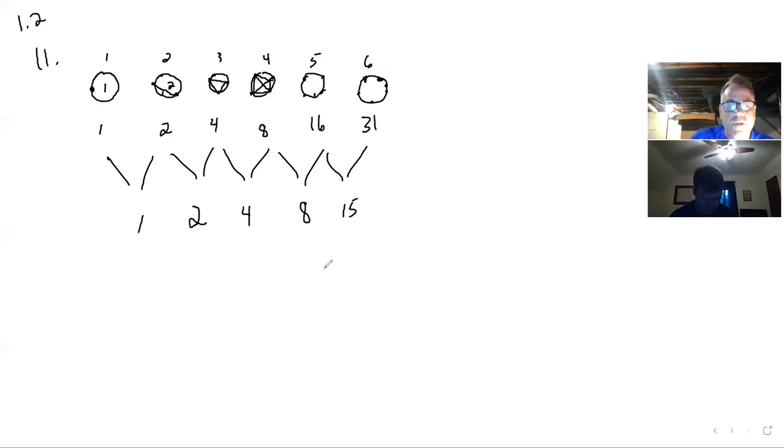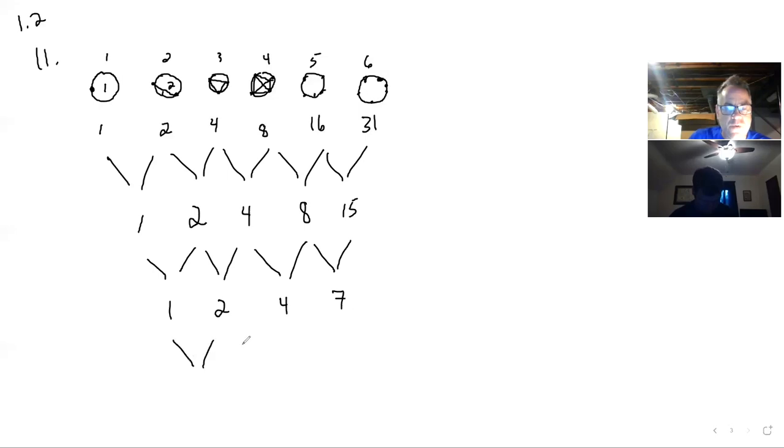Okay, so we do it again. Now this is the one, as I said, normally we're looking for a common row, like all the numbers are the same. But it could also be that I find a pattern. 2 minus 1 is 1. 4 minus 2 is 2. 8 minus 4 is 4. And 15 minus 8 is 7.